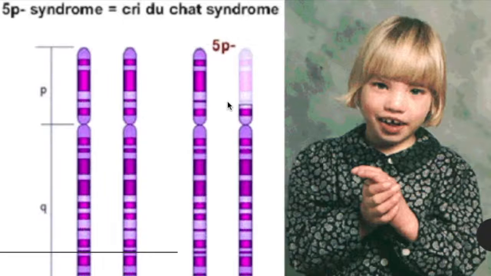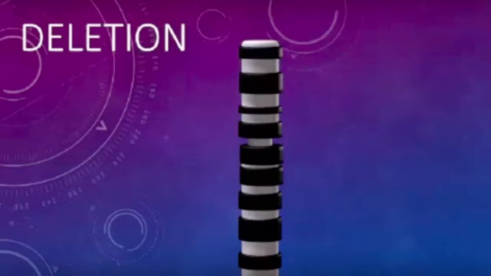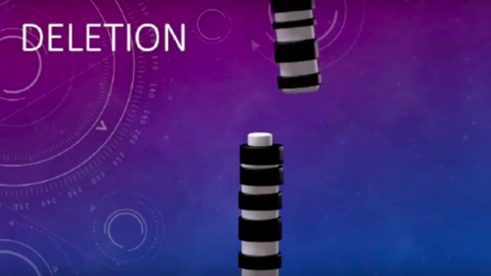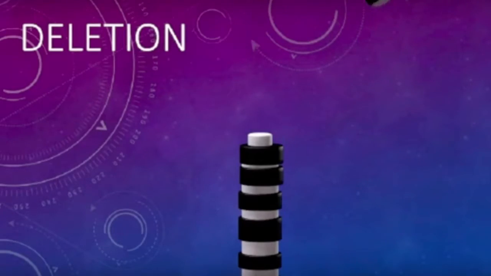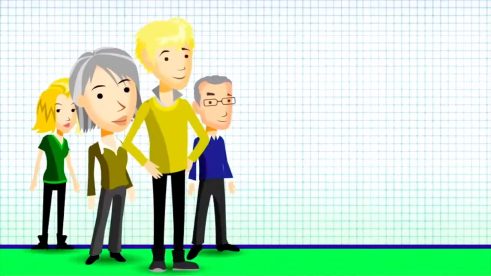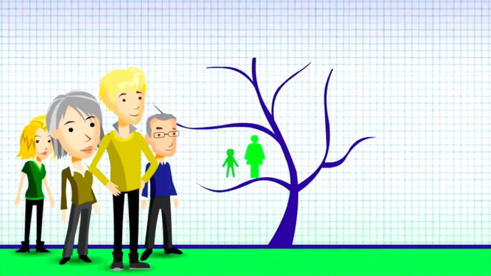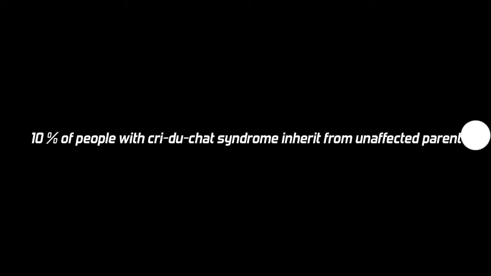Studies show that larger deletions tend to cause more severe intellectual disability than smaller deletions. Cri du chat is not inherited. The deletion occurs as a random event during the formation of reproductive cells, eggs or sperm, or in early fetal development. Affected people typically have no history of the disorder in their family. 10% of people with cri du chat inherit it from unaffected parents.